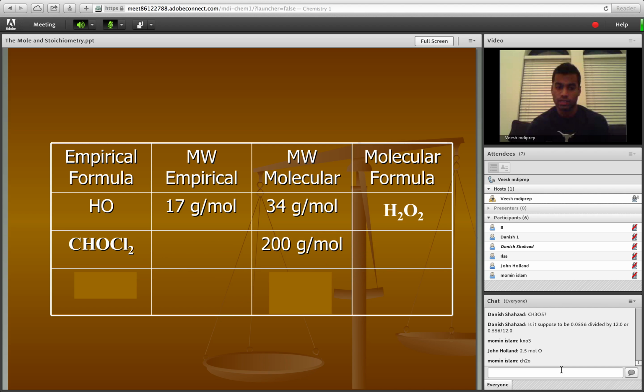Another example, you have CHOCl2. That's the empirical formula, and the molecular weight is 200 grams per mole. So somebody chime in and tell me what the molecular weight of the empirical formula is. Add up the amounts for the empirical formula that's given, and just type it in the chat box. Yep, that's 100. So what does that make our molecular formula?